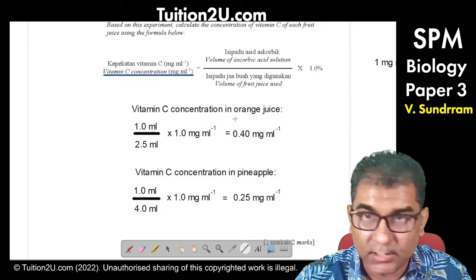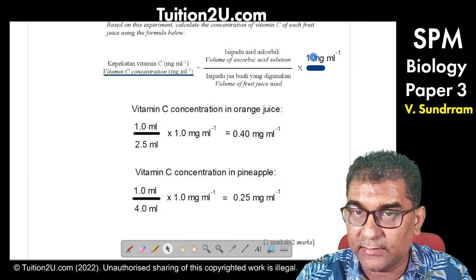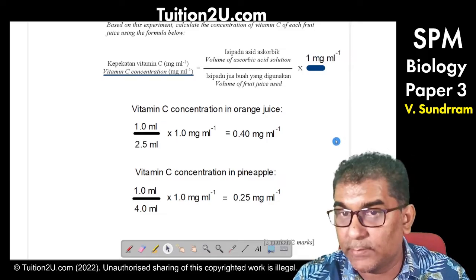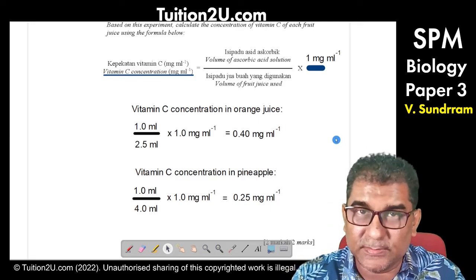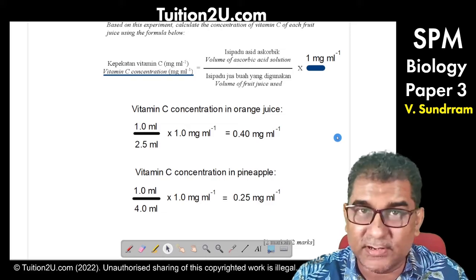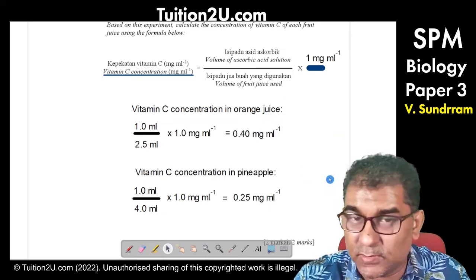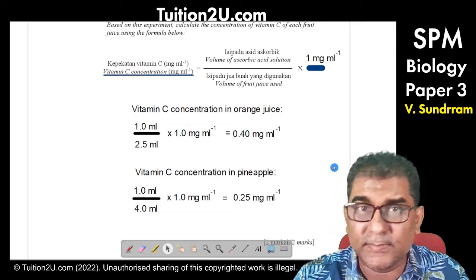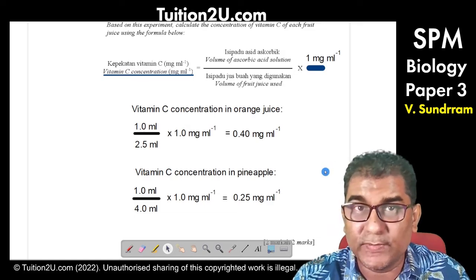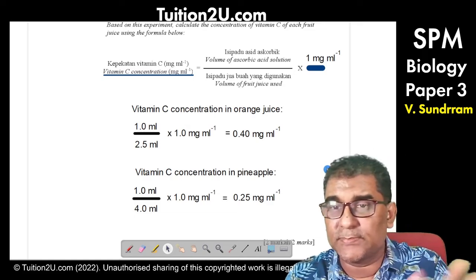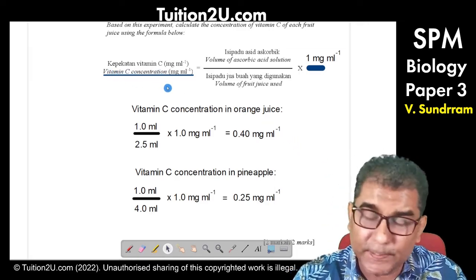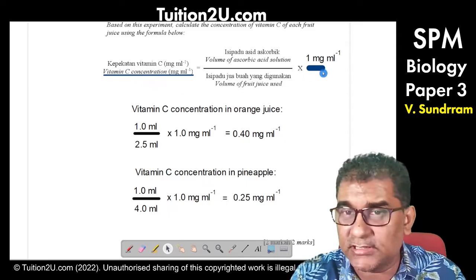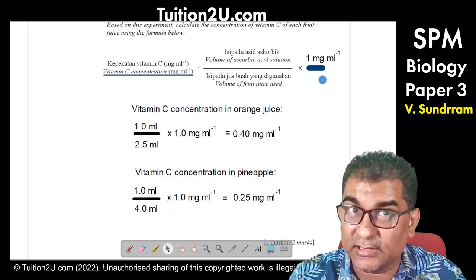So this is wrong. You're supposed to multiply this with 1 milligram milliliter -1. Don't worry, in the actual SPM question, there won't be a mistake. Generally, very rarely it happens. This one I think is from one of the schools, maybe they unknowingly made a mistake. So we just make sure: check whether it's concentration or percentage. Percentage, you times 1%. Concentration, you times 1 milligram milliliter -1.